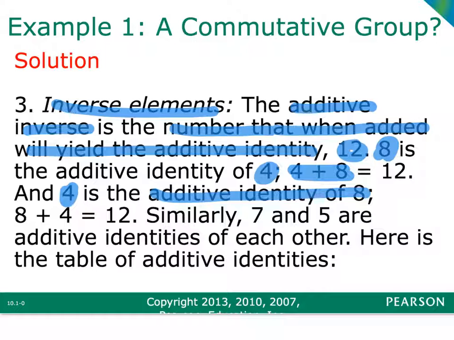And then we can look at 7 and 5. The additive inverse of 7 is 5. That will give us 12, which is our identity element. So we have to think about what gets us to 12. For 7, it's 5. For 8, it's 4. For 9, it's 3. Let's look at the table of those on the next slide.